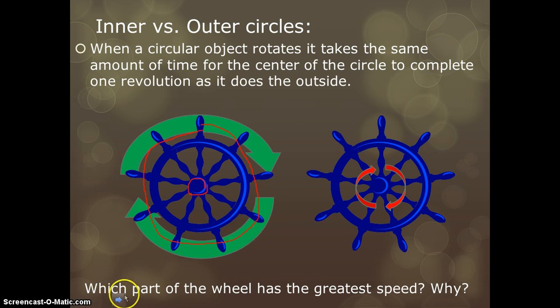But the question is, which part of the wheel, the center or the outside, has the greatest speed? So you can pick a point on the outside and you can pick a point toward the center. And as they move, which one is going to have the greatest speed? I'll give you a minute to think about that.